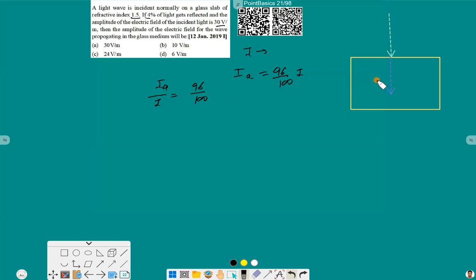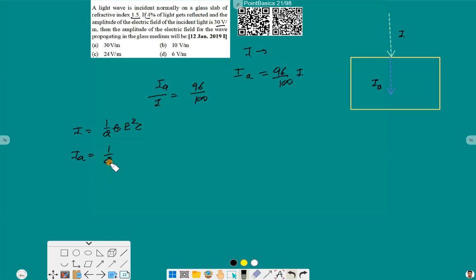Now IA is the intensity of the wave inside the glass slab, and I is the intensity of the original wave. For intensity, from EM theory we have the relation that intensity is half epsilon naught E square into C. This will be in vacuum or in air. And for IA, we will have a relation as it has entered a medium with some dielectric constant, suppose that is K.